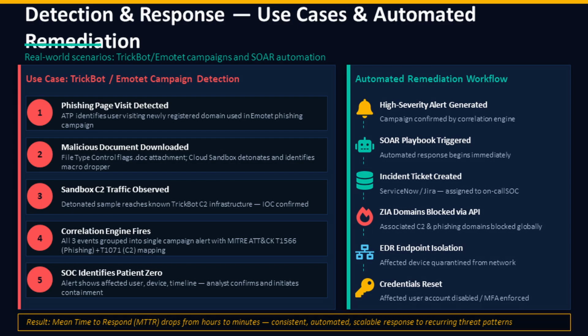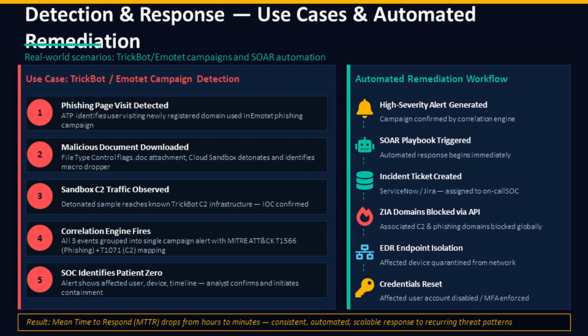The SOC analyst opens this single alert instead of three separate low-severity events. They immediately see patient 0, the specific user and device where the infection chain started. They can assess spread. Were other users contacted with the same phishing domain? Are any other devices talking to the same C2 infrastructure? And then they initiate containment, either manually or through an automated SOAR playbook.